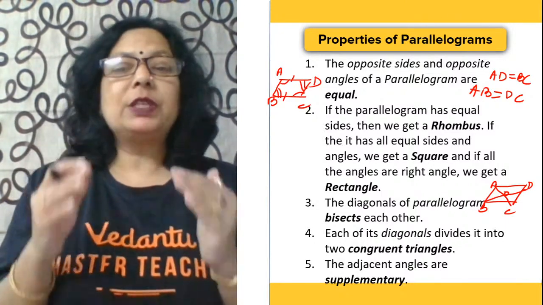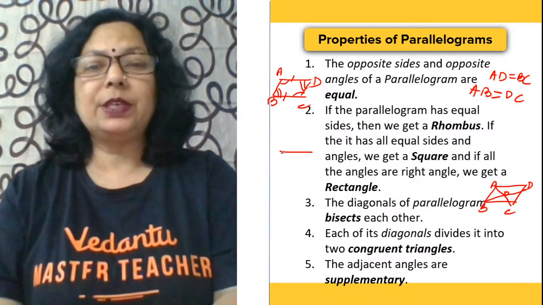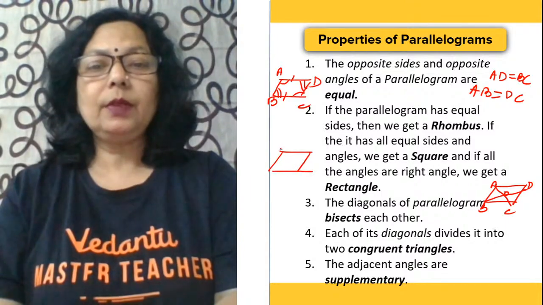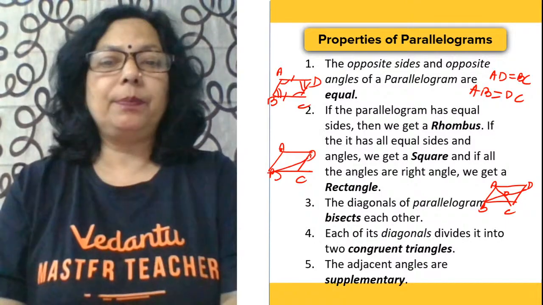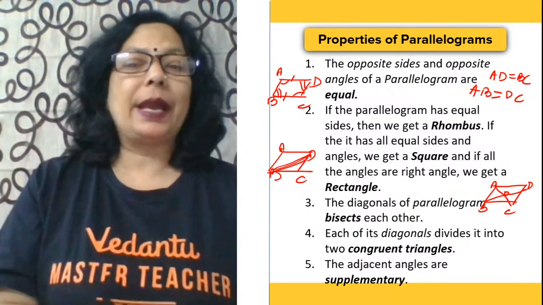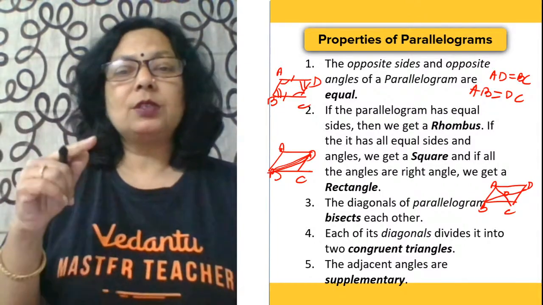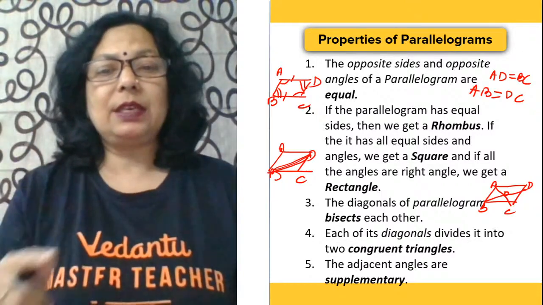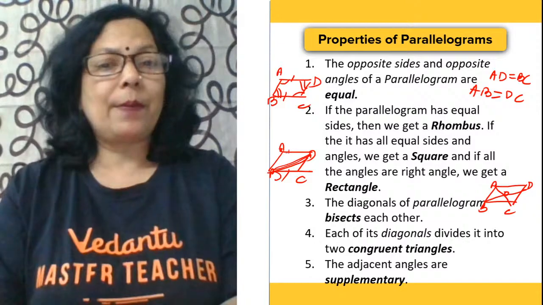Then each of its diagonals divides it into two congruent triangles. Now, if this is a parallelogram, I name it ABCD. I draw a diagonal BD. Then these two triangles are congruent. Triangle BAD is congruent to triangle DCB. How? AD is equal to BC, opposite sides of a parallelogram are equal.